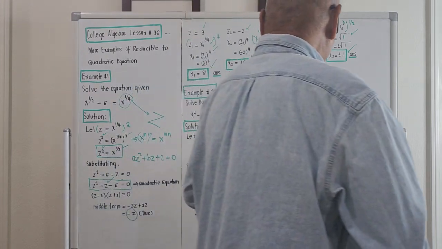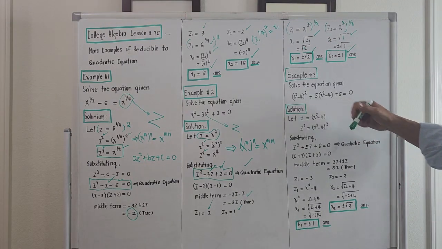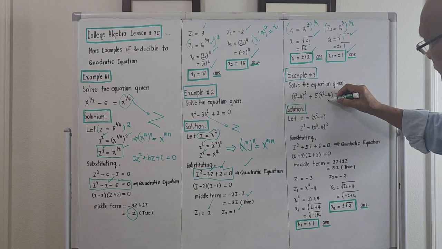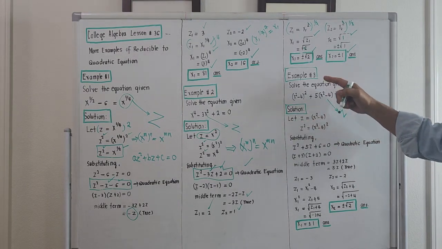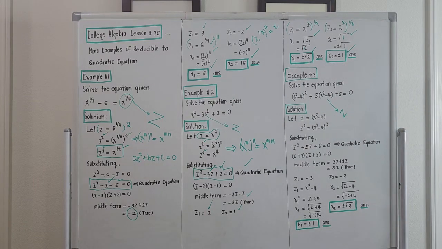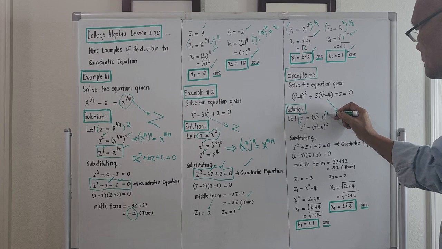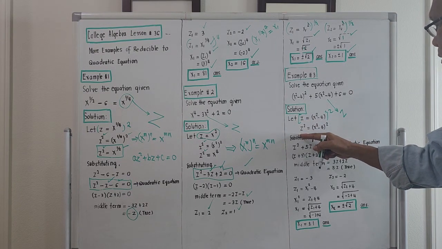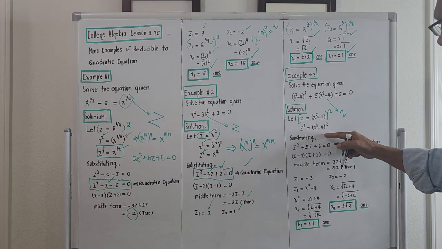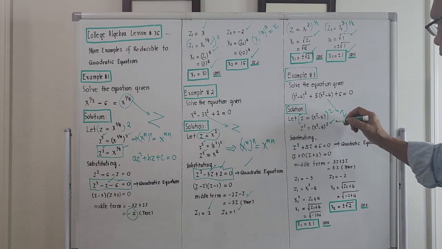Okay, let's try to bring out the solution. We try to represent this portion here as z. So we let z equal to the quantity x squared minus 4. Squaring both sides, z squared will be x squared minus 4 to the second power.